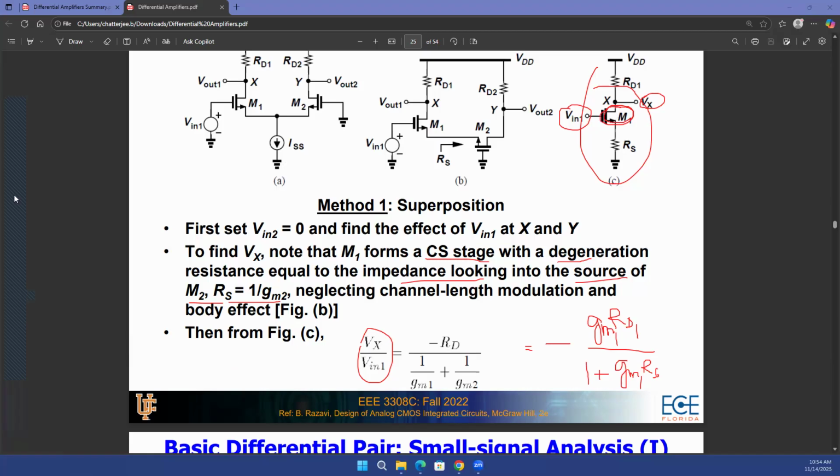So basically, I can write that down as gm1 times RD1 divided by 1 plus gm1 times 1 upon gm2. Now, this is the same equation that is written over here. It's just that you're dividing the numerator and denominator by gm1. So numerator becomes minus RD, denominator becomes 1 upon gm1 plus 1 upon gm2. So this is the same equation that we wrote here. And just by dividing the numerator and denominator by gm1, you get this equation on the left.